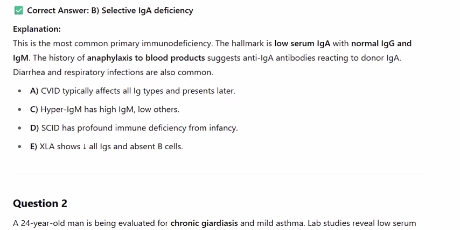The hallmark is low serum IgA with normal IgG and IgM. The history of anaphylaxis to blood products suggests anti-IgA antibodies reacting to donor IgA. Diarrhea and respiratory infections are also common. A. CVID typically affects all Ig types and presents later. C. Hyper IgM has high IgM, low others. D. SCID has profound immune deficiency from infancy. E. XLA shows low all Igs and absent B cells.